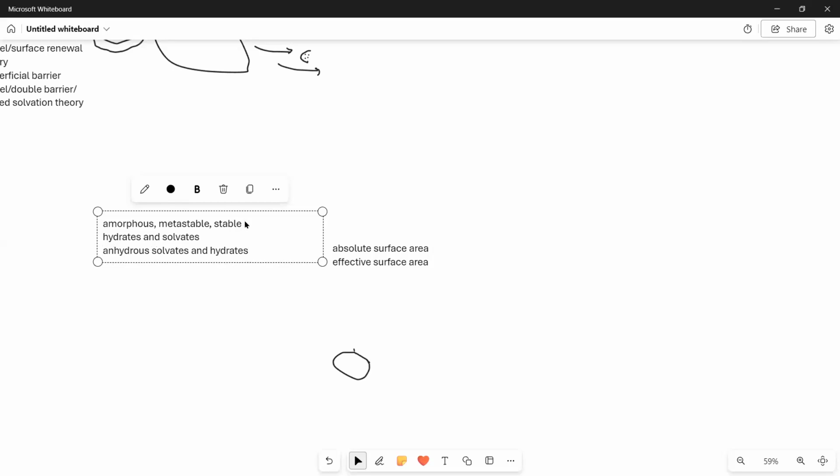Basically, between hydrates and solvates, I think you guys have told the wrong answer. Between hydrates and solvates, which of the following will have more solubility? Everyone must answer my question. If we try to compare the solubility, which form will have more solubility? Solvates, great. Solvates will have more solubility.